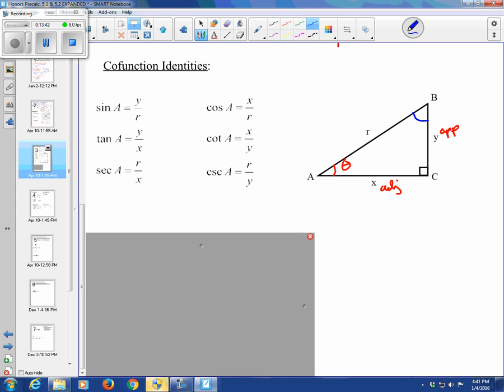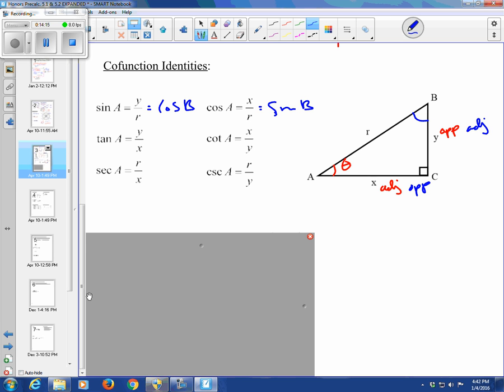But what if we were to take B as our angle perspective? Well, then the y would change from opposite to adjacent, and the x would change from adjacent to opposite. So right here, we can say that sine of A equals y over r, but cosine of B also equals y over r. Similarly, right here, if we look at cosine of A, that's x over r, but right here, that's also sine of B. And if we go down, we can sort of see this relationship with all of our co-trig functions.